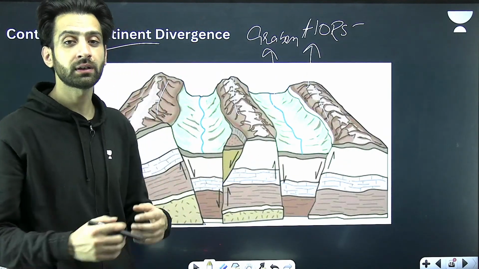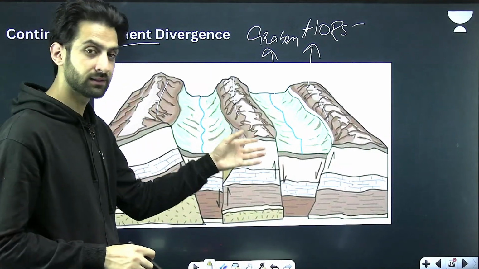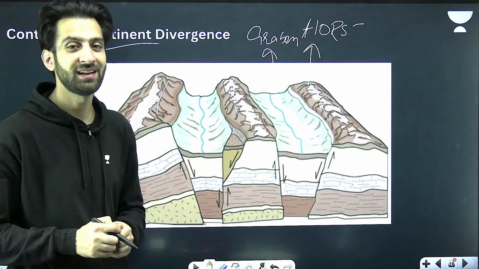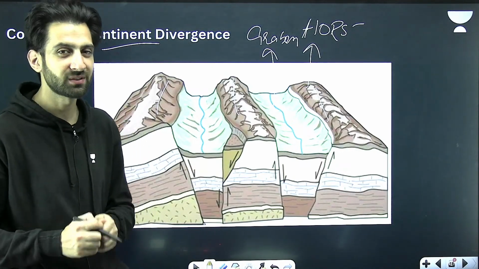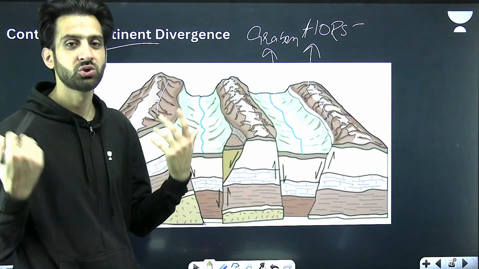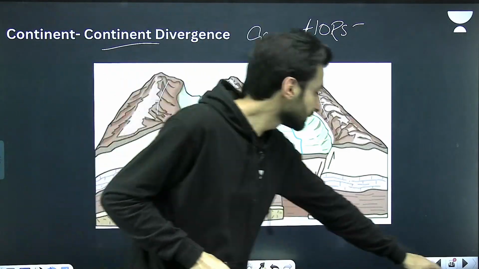If a question comes, what leads to the formation of horsts and grabens? The answer is the divergence. And the examples: the Vindhyas in India, you can answer that, and the formation of the Red Sea. These are all examples of how rifting has worked over the geological time scale. Is everything clear with the divergence? Then there is a difference.